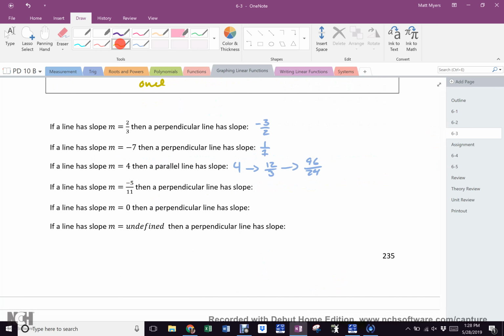-5/11, perpendicular. 11/5. 0, perpendicular is undefined or infinite. Undefined, perpendicular to undefined, 0. That's the only concept.